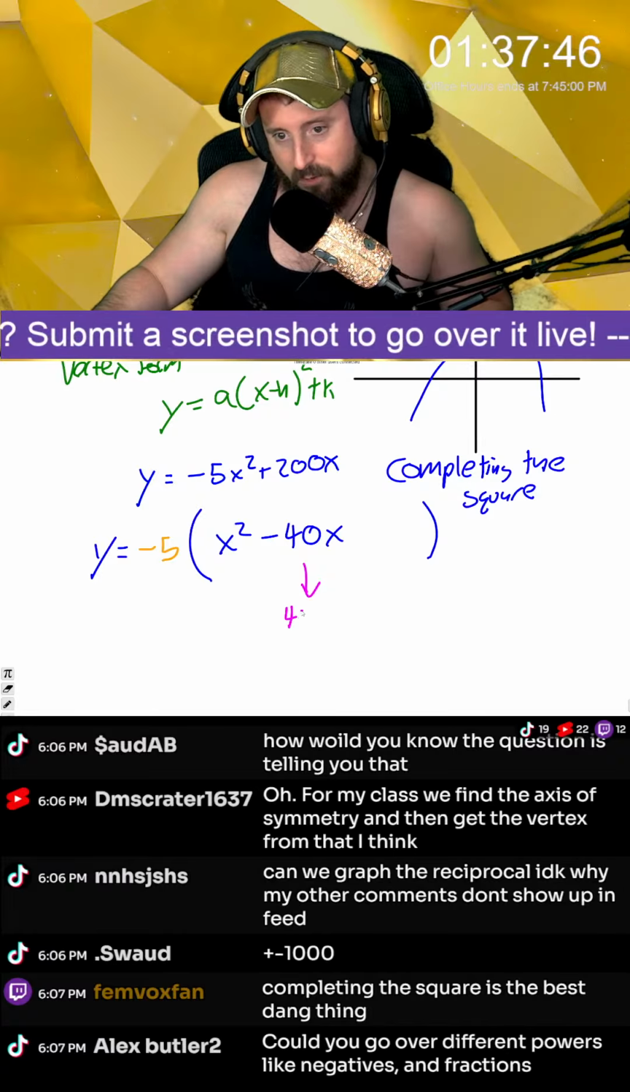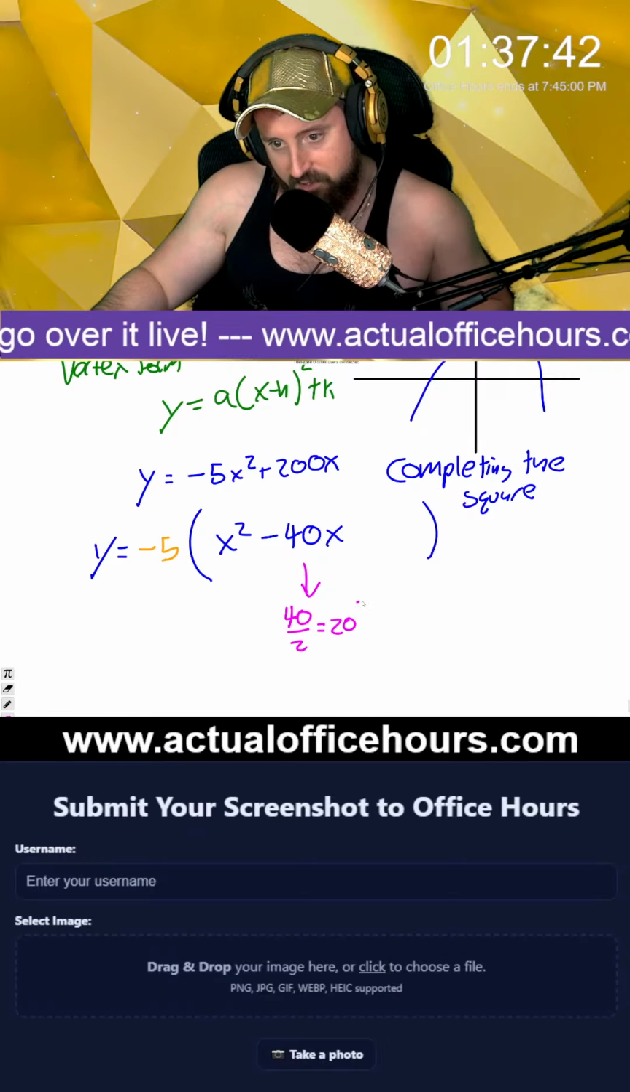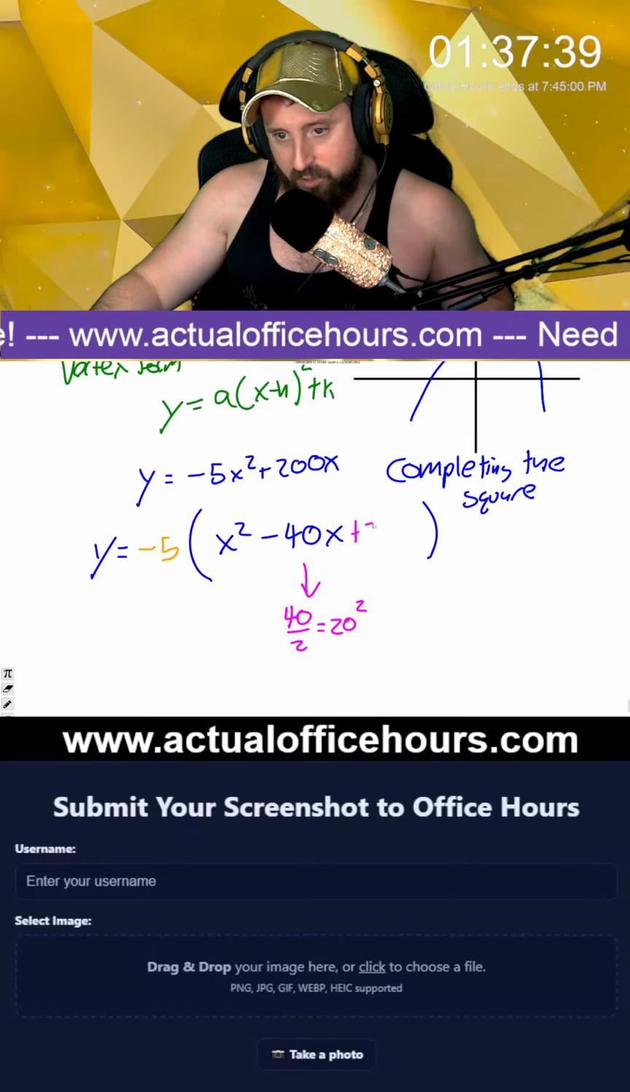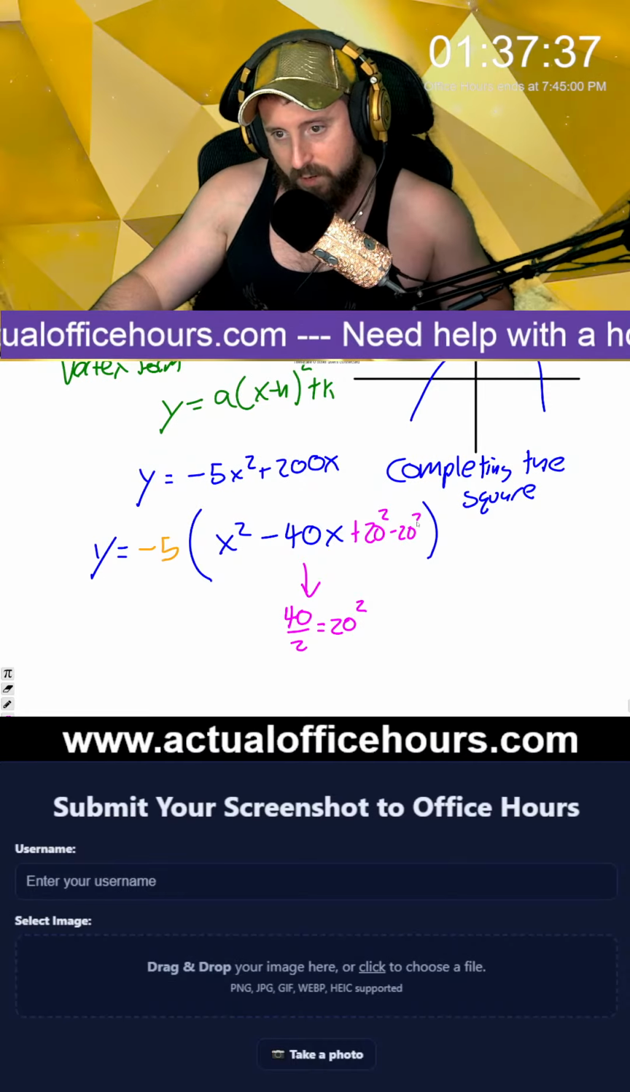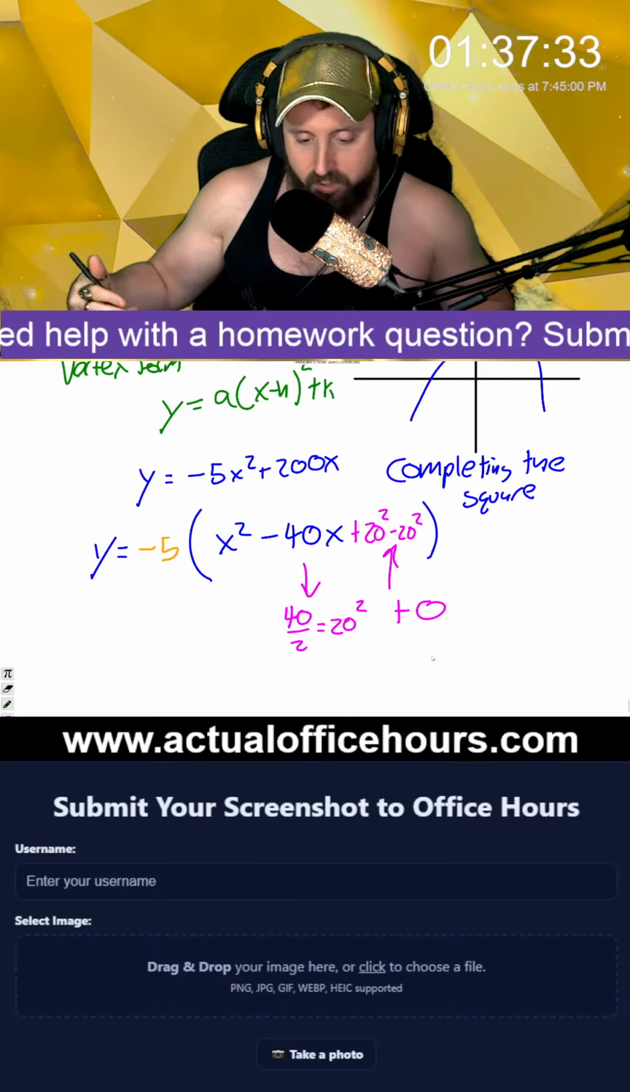My next step here is to do 40 divided by 2, which is then equal to 20. And then I square it. So I'm going to do plus 20 squared minus 20 squared. Because effectively what I did is I just added 0, right? And that's legal. You can always add 0 to things.